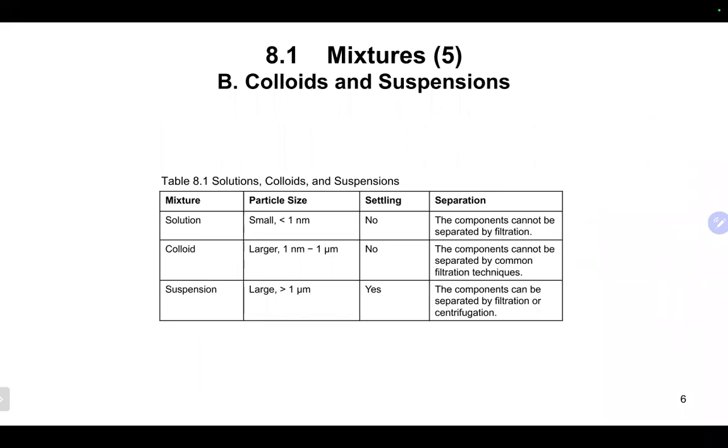So a solution has really small particles. Colloids, like I said, are larger, and suspensions are even larger. The only ones that really settle out are suspensions. The other ones do not.